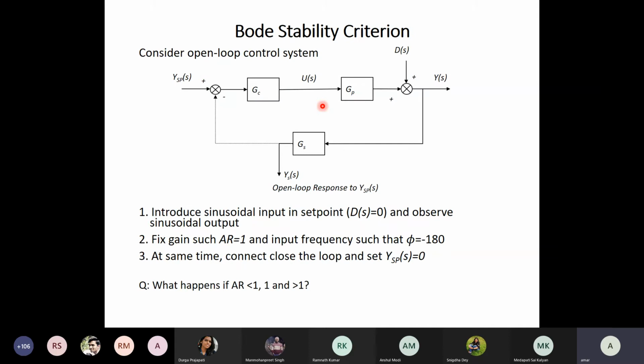Now let us see what we mean by the Bode stability criteria. For that, let us first see this block diagram.